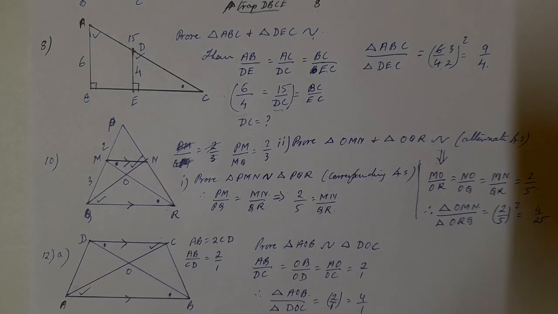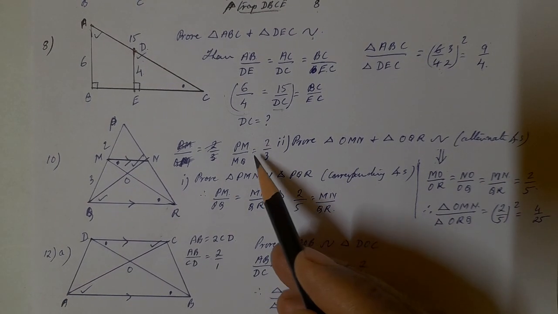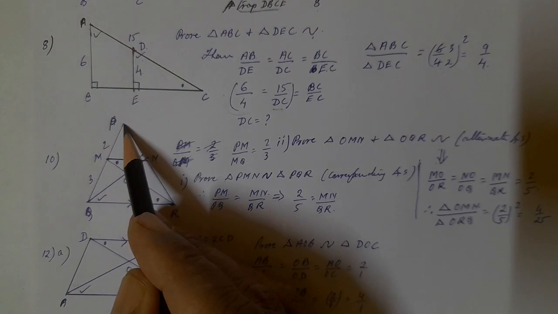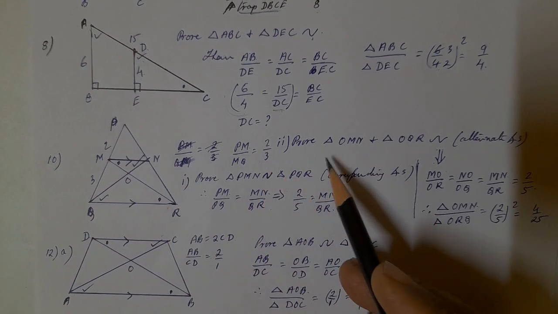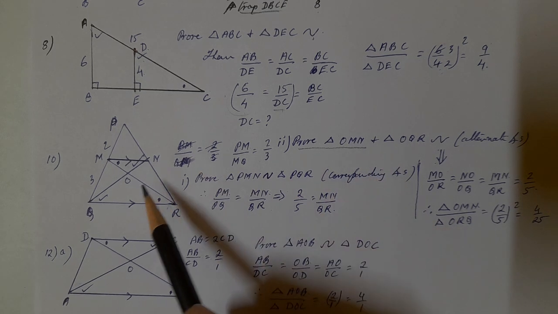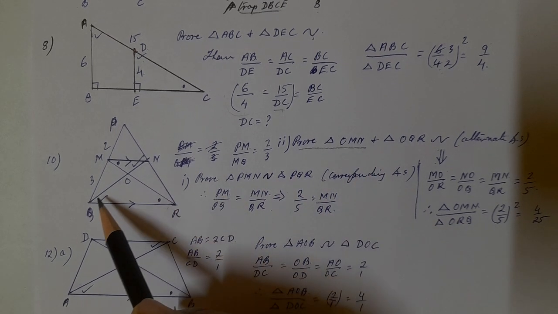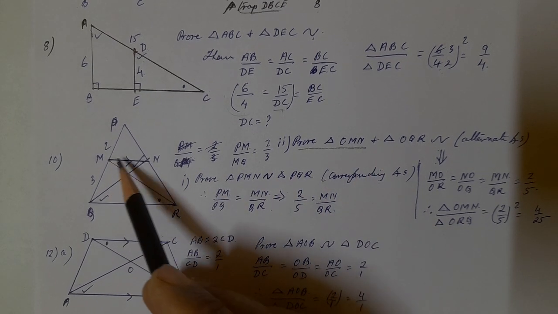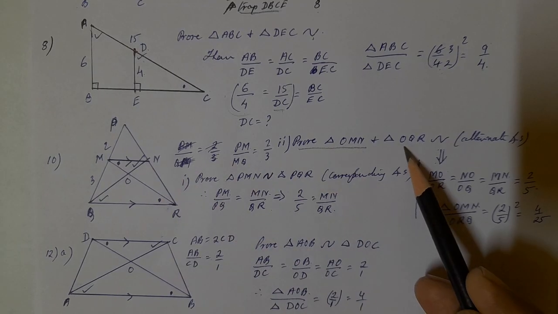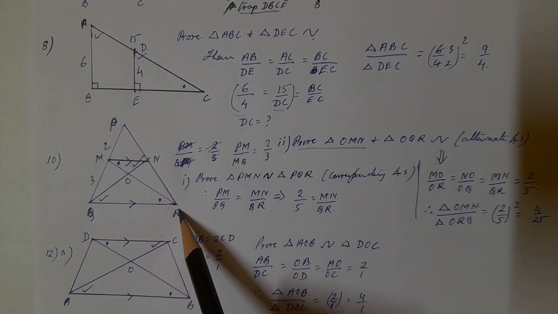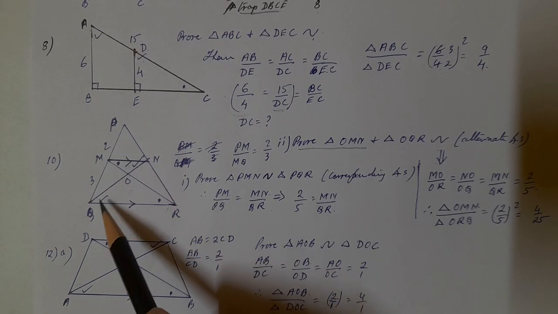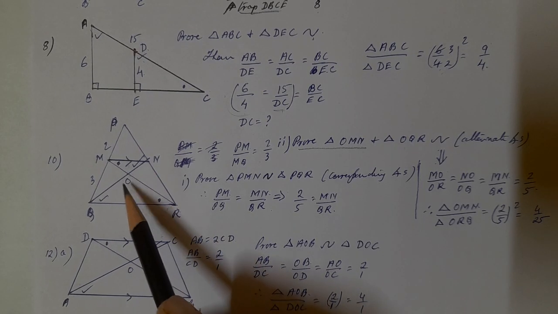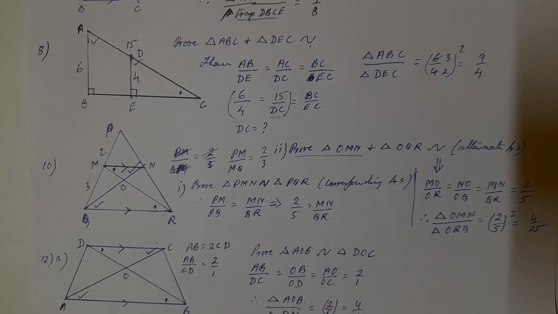Okay. It's given over here. PM by MQ is 2 by 3. Prove triangle OMN and OQR similar. Prove these two triangles, this and this. Alternate, vertically opposite, similar. Finished. Is that okay?